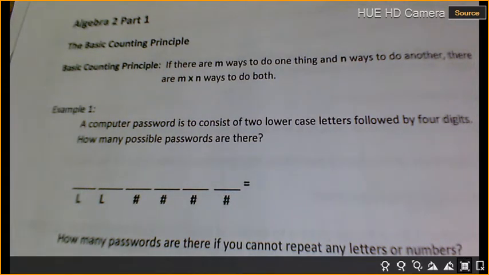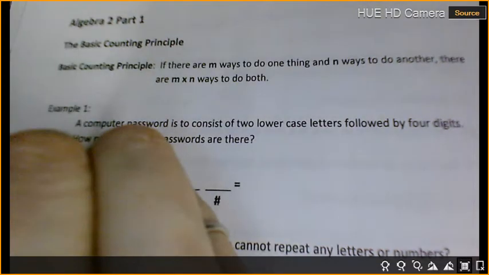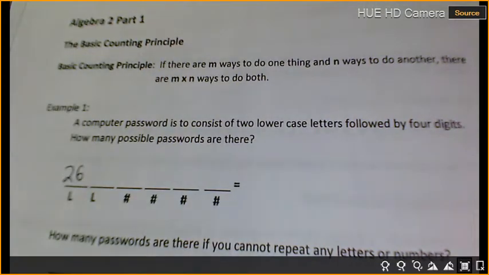Grab those 3 papers, okay? How many letters are in the alphabet again? 26. Okay, that's an important thing to know because we're going to use it a lot. It says I can repeat it, so I could have an M and then an M, right? So I need 26 letters possible.